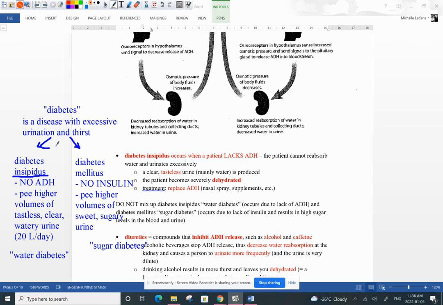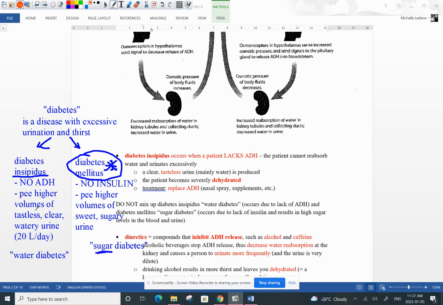The more common diabetes that you are familiar with, and we've talked about this one already, is not the type of diabetes we're talking about here. This one, diabetes mellitus, or sugar diabetes, has to do with not having insulin produced from the pancreas. Insulin is a hormone that regulates your blood sugar levels. And trust me, we'll talk a lot more about this in Biology 30. So the deal is, you will pee higher volumes of sweet, sugary urine.